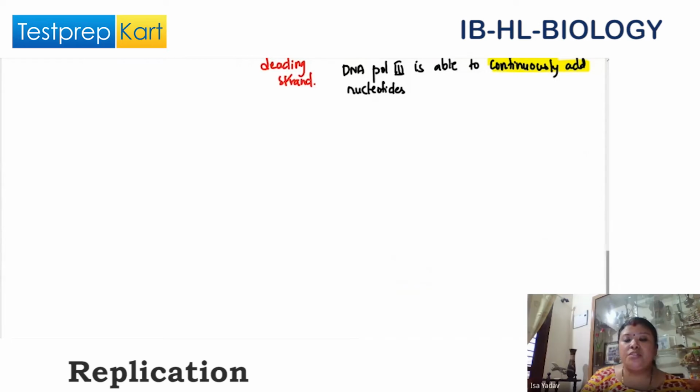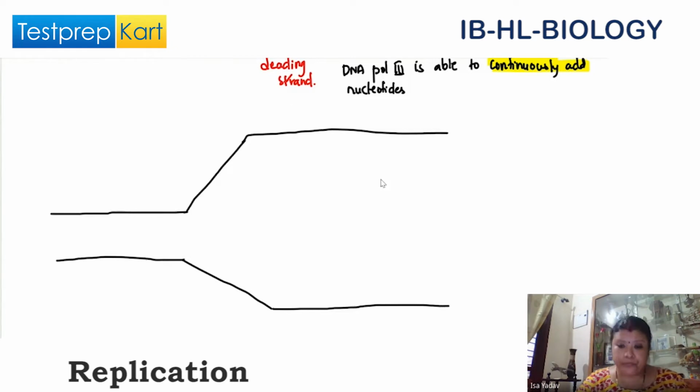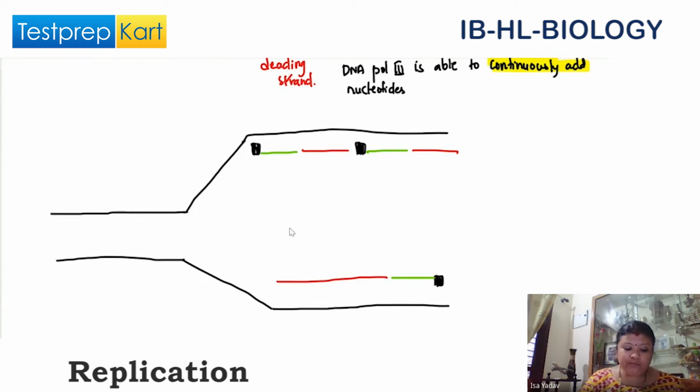Okay. Now you see here. Now let's see here. I'll draw again the same diagram. So what we had here: primase, here one primase, another primase here, RNA nucleotide, DNA, and DNA.